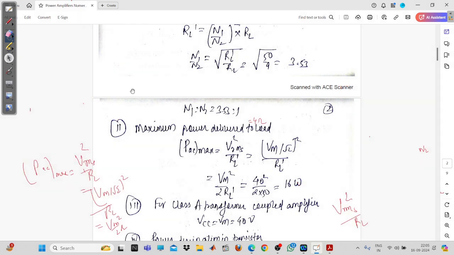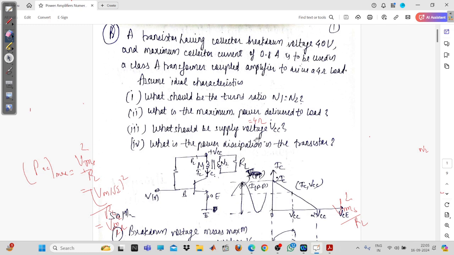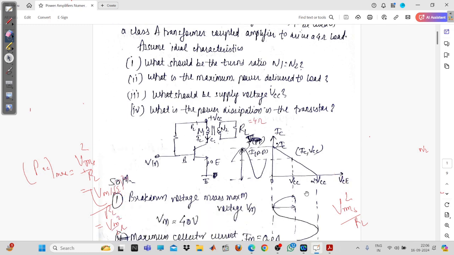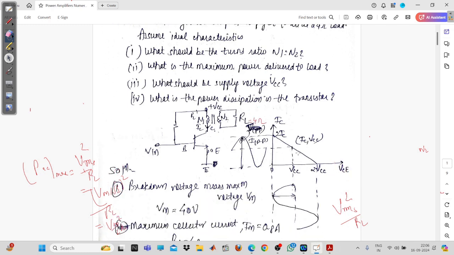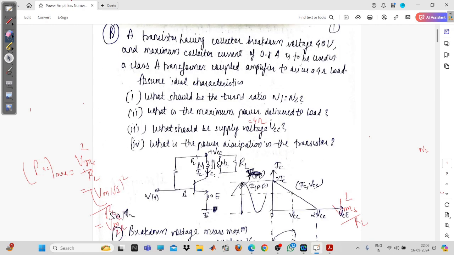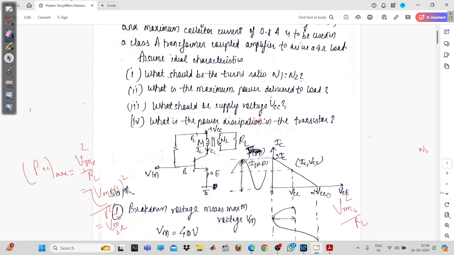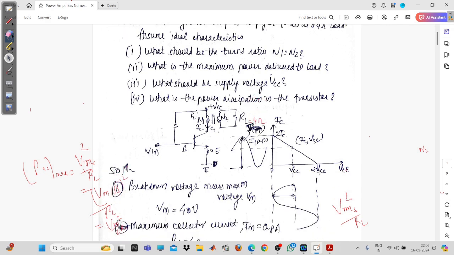Now the next part which we have to calculate is the supply voltage. What should the supply voltage be? Supply voltage is the peak value, right? You can see from this figure only, this is the peak value, and the peak value is already given, that is 40 volt. Understood or not? This is peak to peak, it is twice VCC. Peak value or maximum value will be VCC.